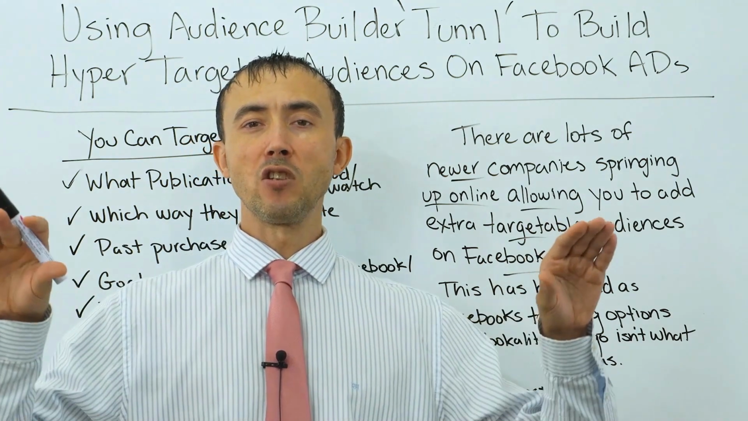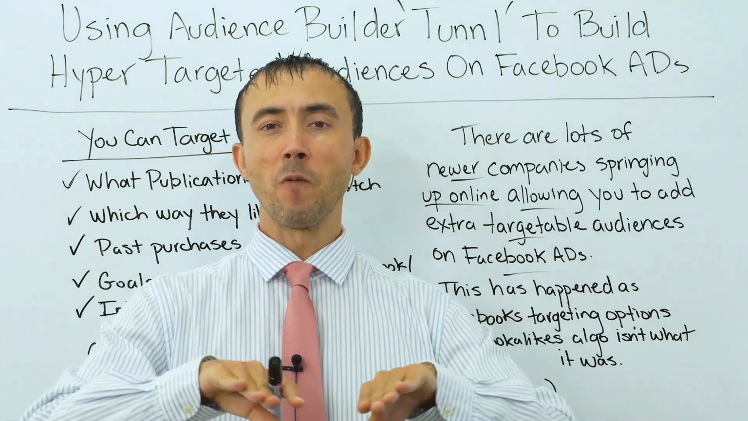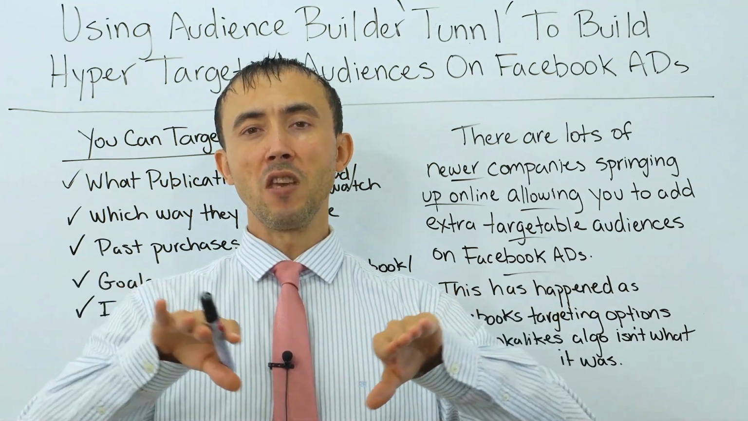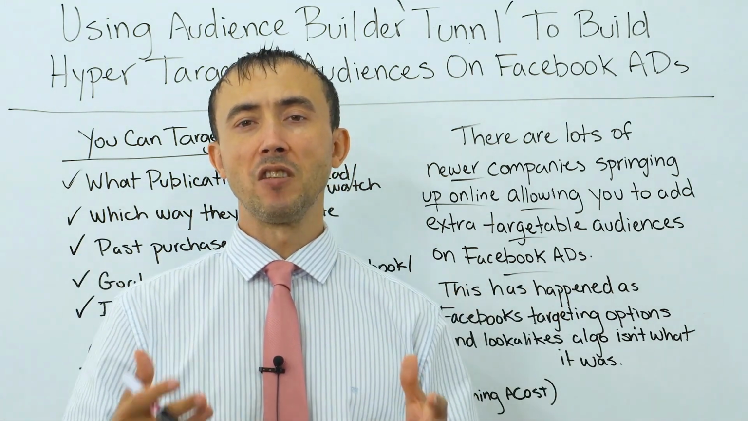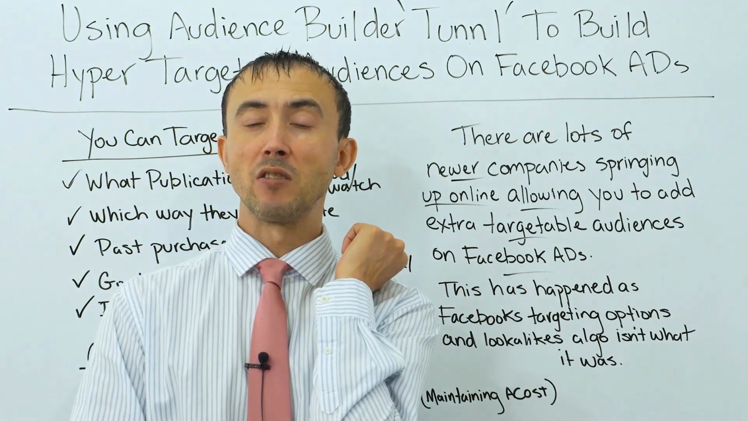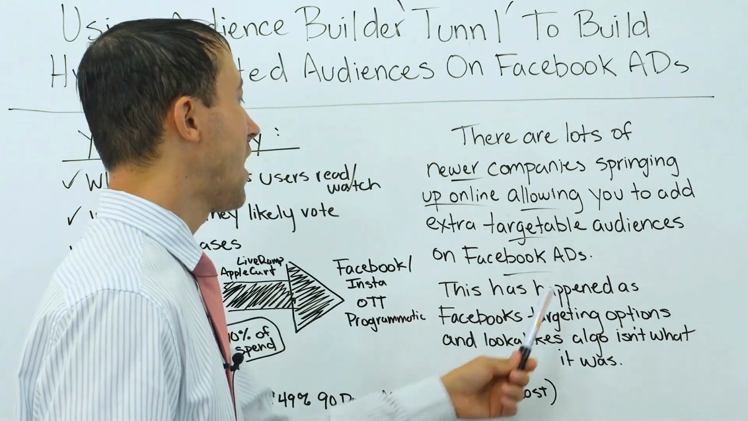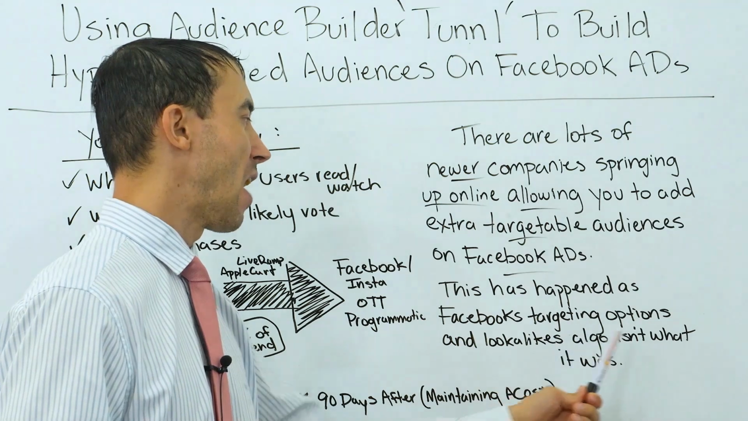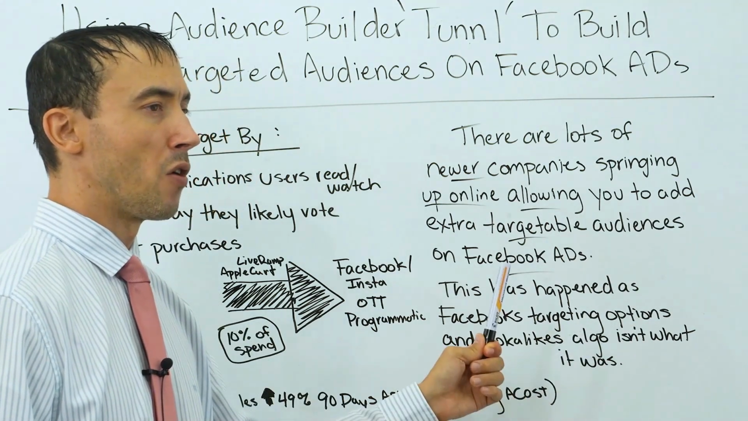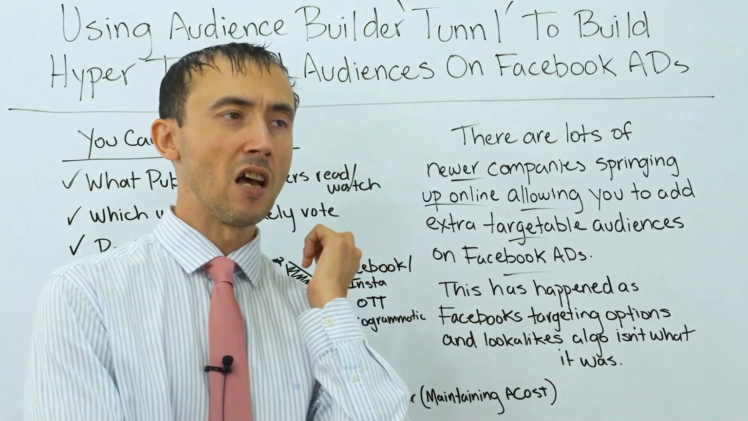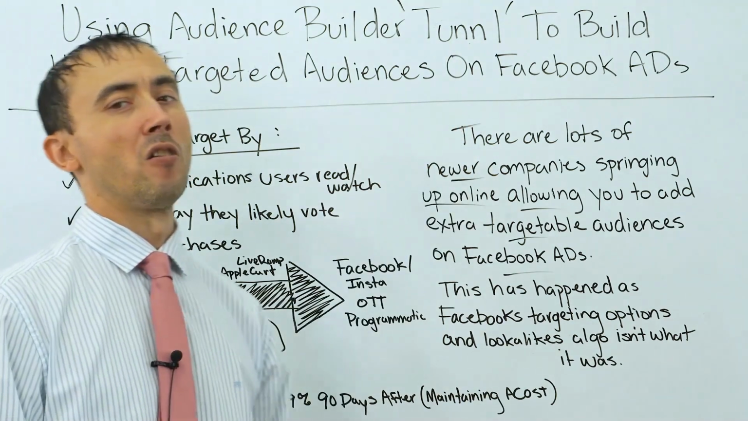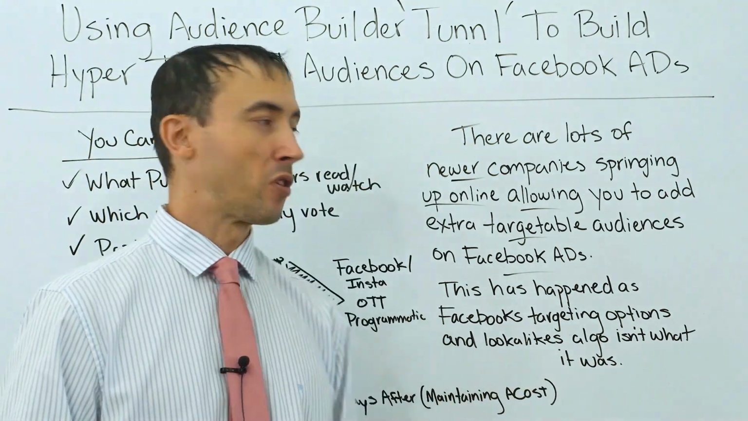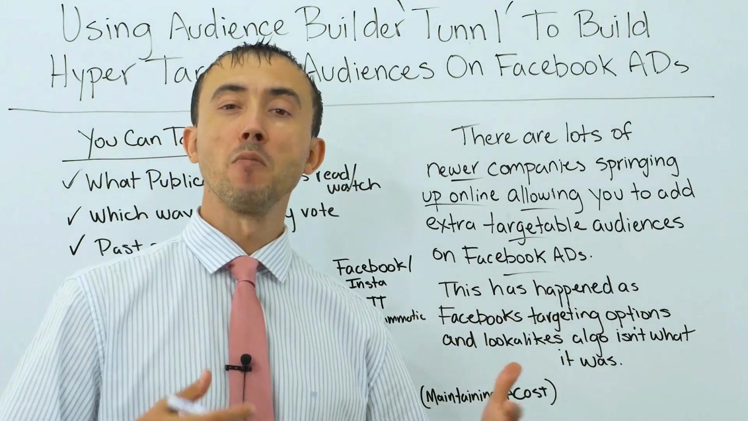Ultimately, there's a point at which you narrow your targeting enough that your campaign becomes successful, and that may be doable through the default targeting options on these ad platforms, or maybe you need outside help through these audience builders. This has happened because Facebook's targeting options and lookalike algorithm are not what they used to be. So for the most part, these audience builder companies like Tunnl are helping people make Facebook ads profitable like they used to be, not just by giving you more targeting options.